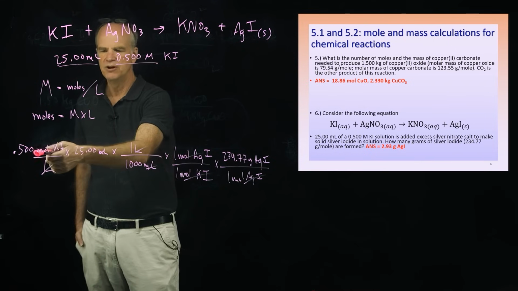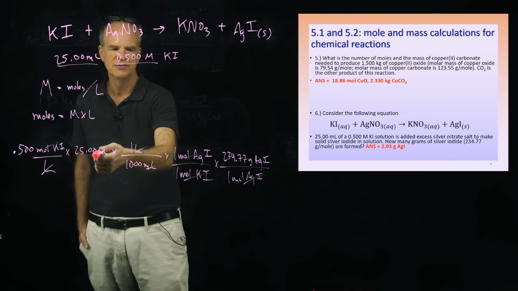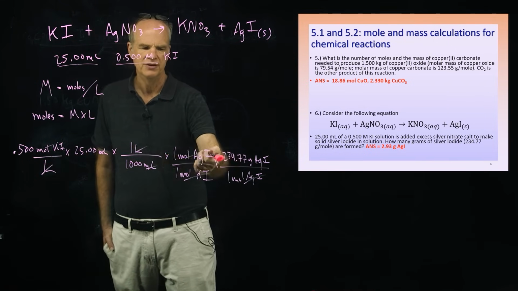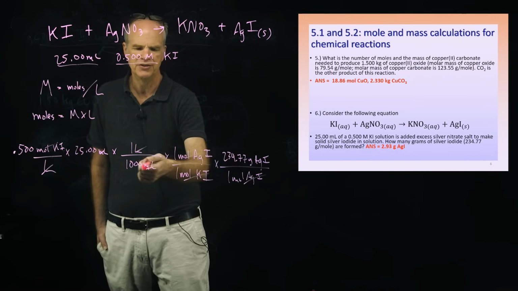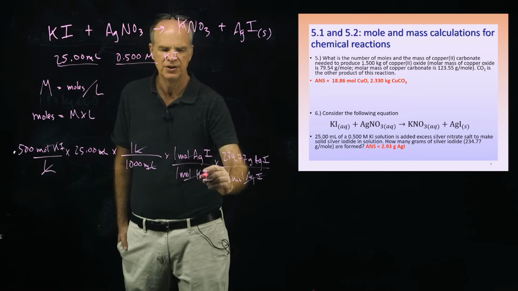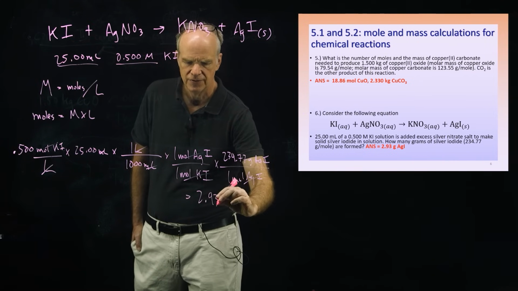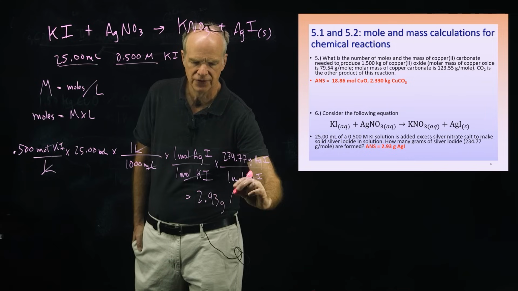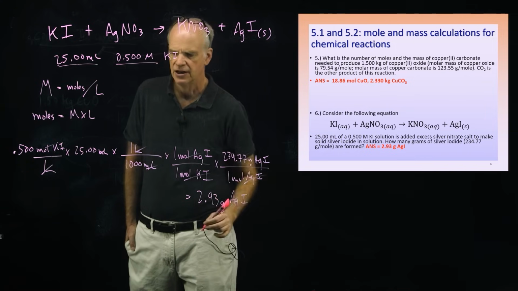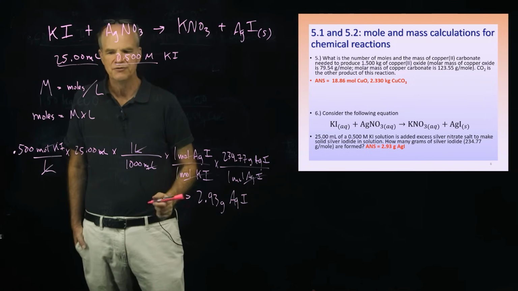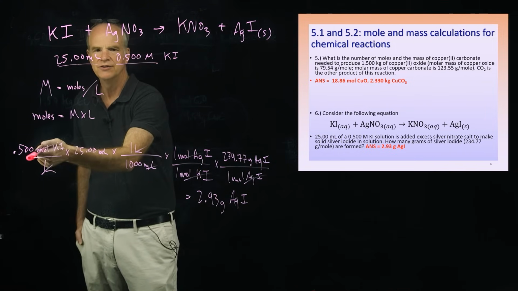So we should get an answer in grams of silver iodide. So the math would be 0.5 times 25 times 1 times 1 times 234.77 divided by 1,000 divided by 1 divided by 1. So I think in the answer you would get this number, 2.93 grams of silver iodide. And it should be rounded to 3 significant figures because we're limited here to 3 significant figures.